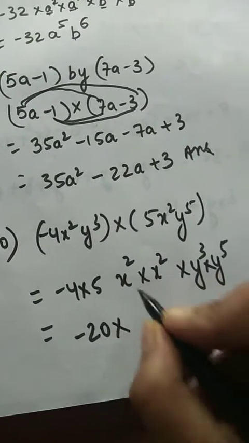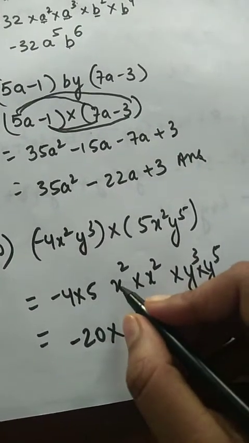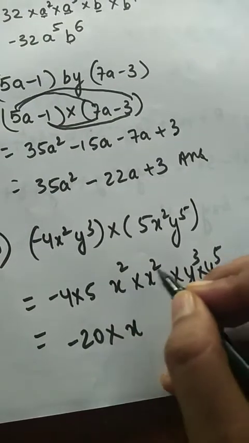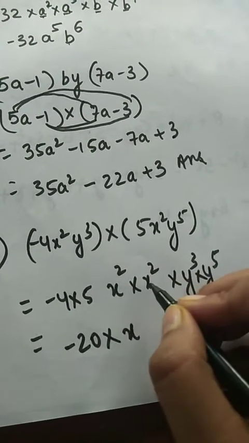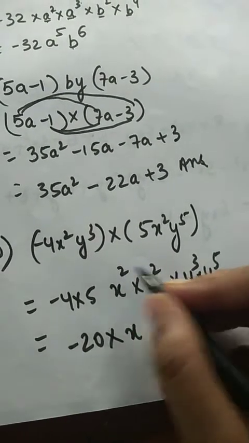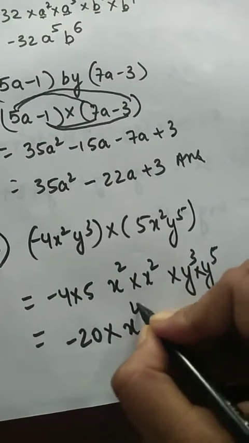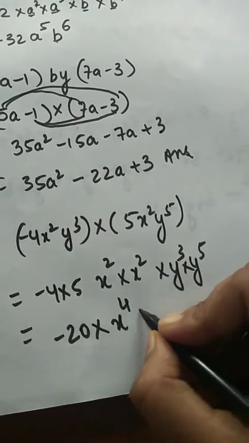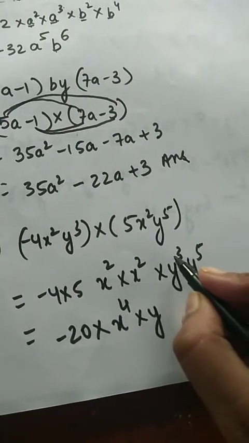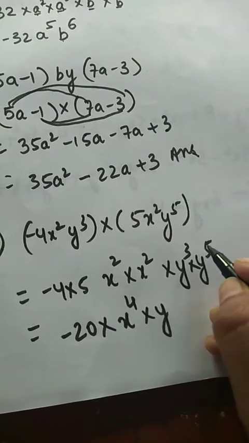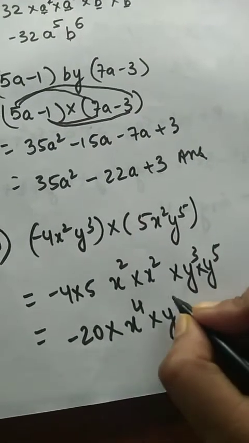Then we will write x, and then the powers will be added here. x is here, x is here, so we will write x one time, and then we will add the powers. It will be 4. Then y power 3 and power 5, so 3 plus 5 is 8.